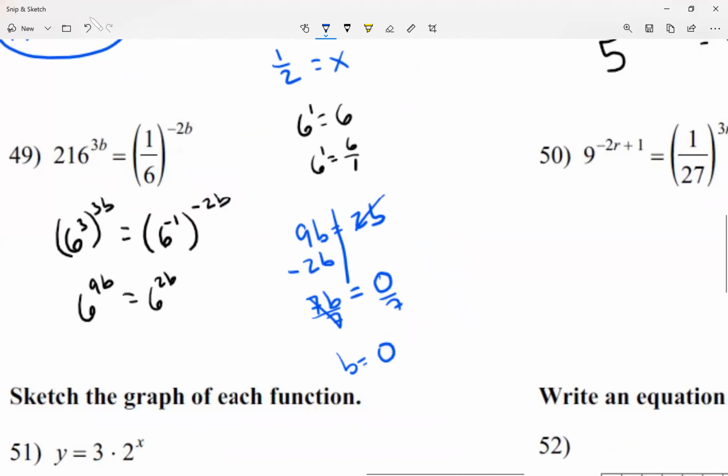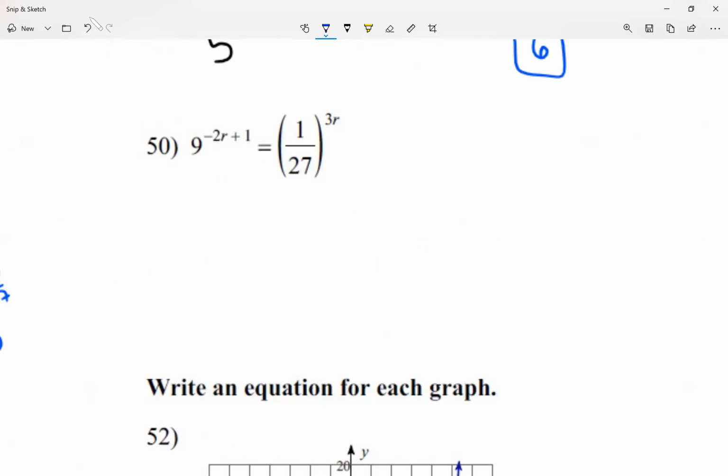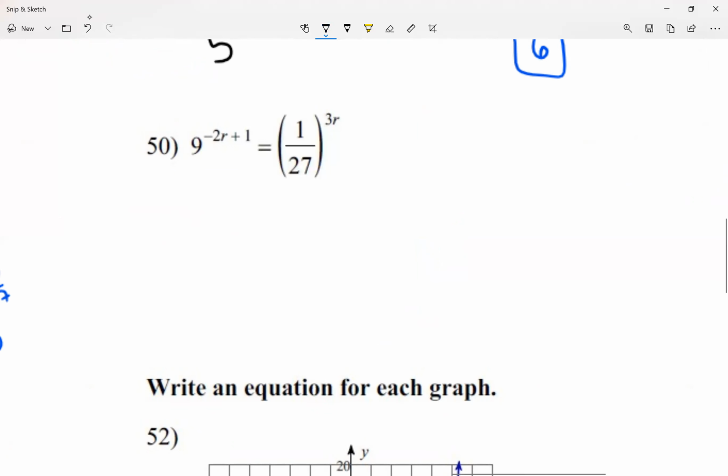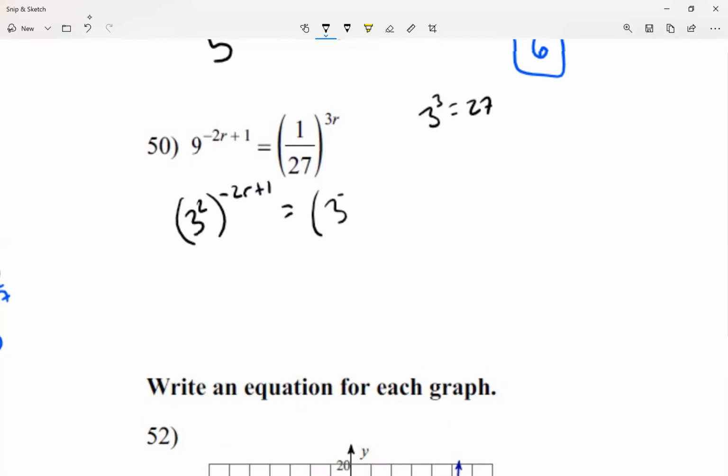Let's take a look at number 15. Now, I wish I could begin with that 27 as 9 to the something, but I cannot. So my 9 on the left side, let me change that to 3 to the second. And then this is to the negative 2r plus 1. Now 1 over 27. I know 3 to the third is 27, but I want 1 over 27. So I'm going to say this is 3 to the negative third.